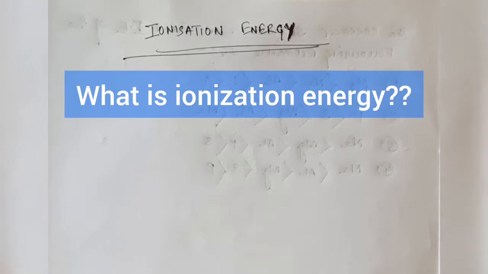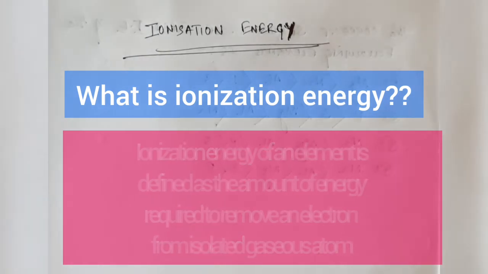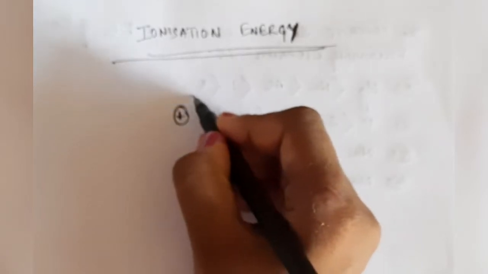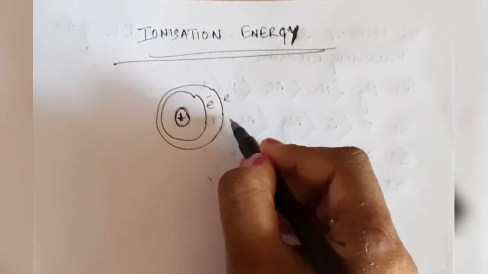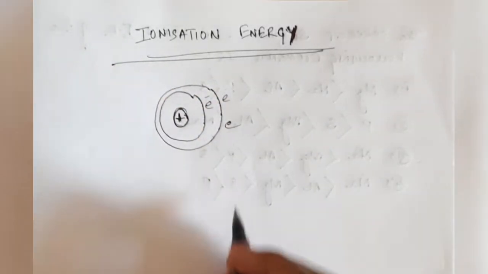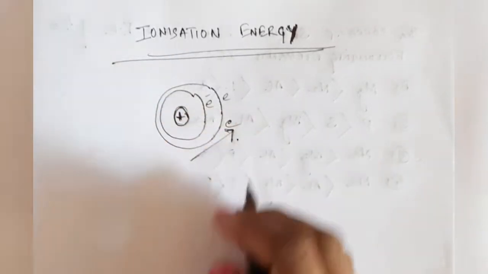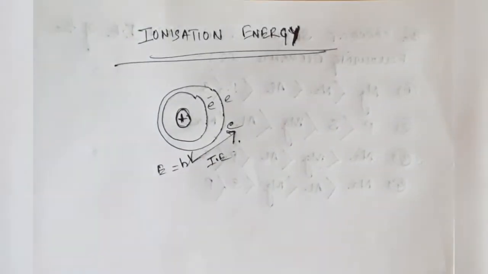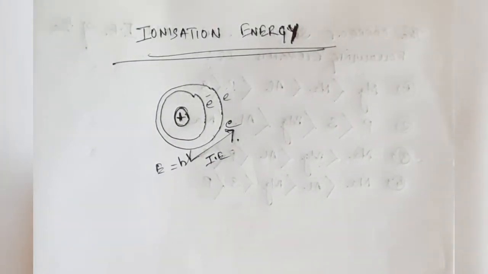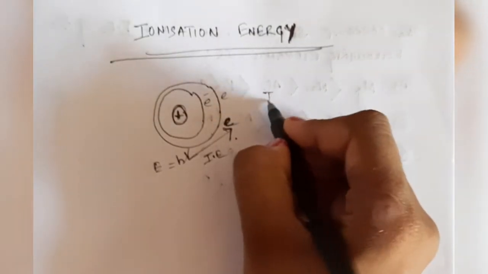The ionization energy of an element is defined as the amount of energy required to remove an electron from the outermost orbit of an isolated gaseous atom. This is a nucleus, this is an atom. If there are electrons in many shells, the energy required to remove an electron from the outermost shell is nothing but your ionization energy. So whatever energy you require to remove an electron gives you your ionization energy.